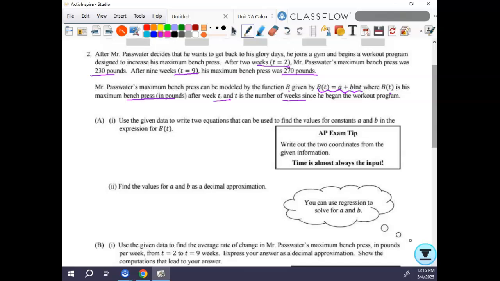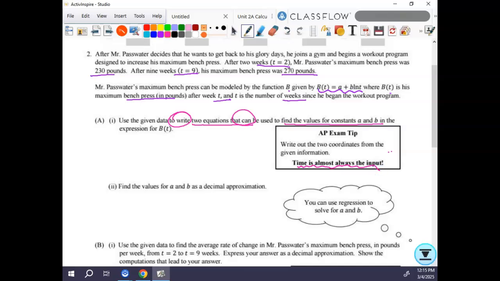So here's the little tip. This is how it's split up so that we can make sense of all these little pieces. The first one is that when you're asked this, which you will definitely be asked something exactly like this, write 2 equations that can be used to find the values of A and B. This flat out says write out 2 coordinates from the given information, and time is almost always the input.